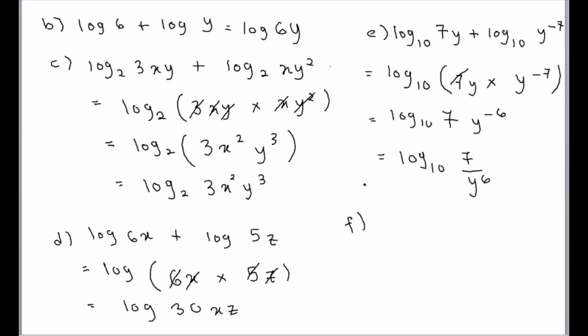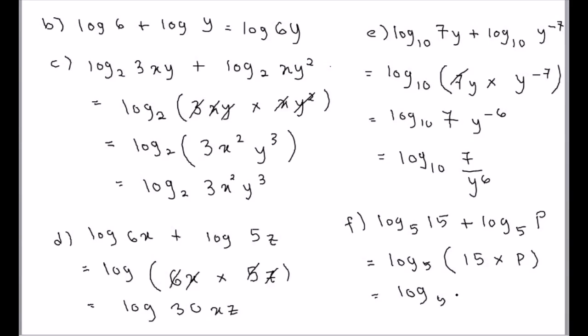And then one more question, F. This time we have log base 5 15 plus log base 5 b. So to simplify this into a single logarithm term, we can take log base 5 and then 15 multiplied by b, which equals log base 5 15b.